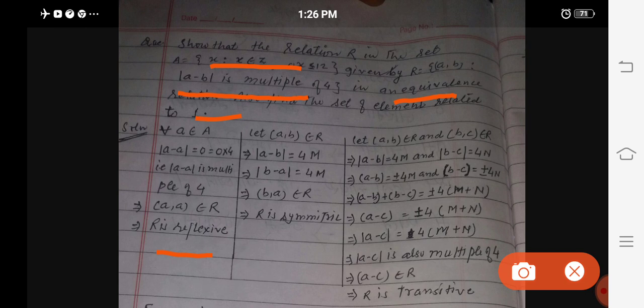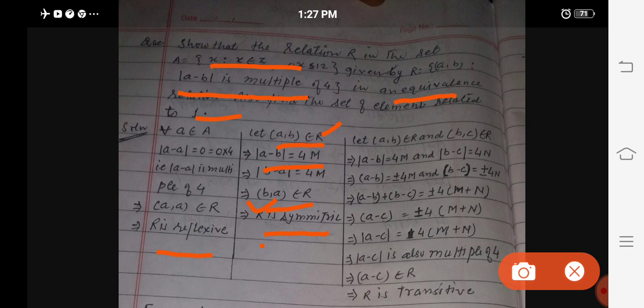Now let us take an ordered pair of the given relation, (a, b) belongs to R. So (a, b) belongs to R means mod of a minus b is equal to 4 times m. That is, mod of a minus b is a multiple of 4. So mod of a minus b is a multiple of 4 means mod of b minus a will also be a multiple of 4. I think there should be no problem at all. It means (b, a) belongs to R. It means R is symmetric. Why is it symmetric? Because (a, b) belongs to R implies that (b, a) also belongs to R.